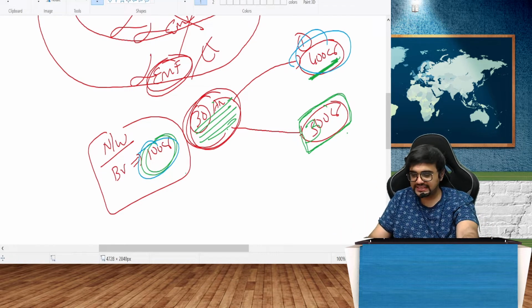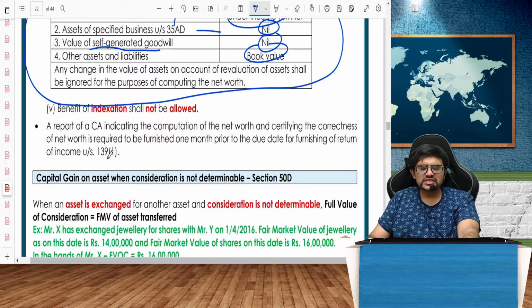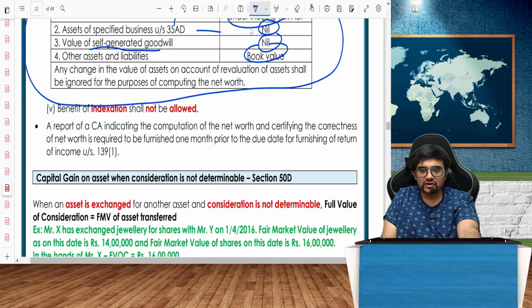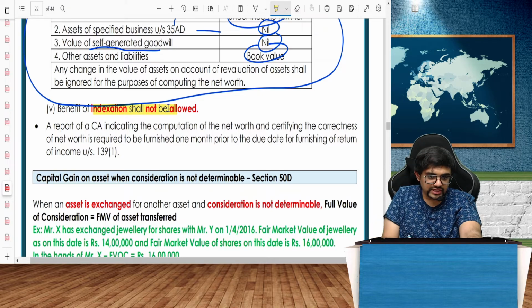It is called slump sale. And since it is an overall value and I'm already doing market value, indexation will not be allowed. Indexation is to bring it to market value only anyway. So you guys will do all this, Chartered Accountant.